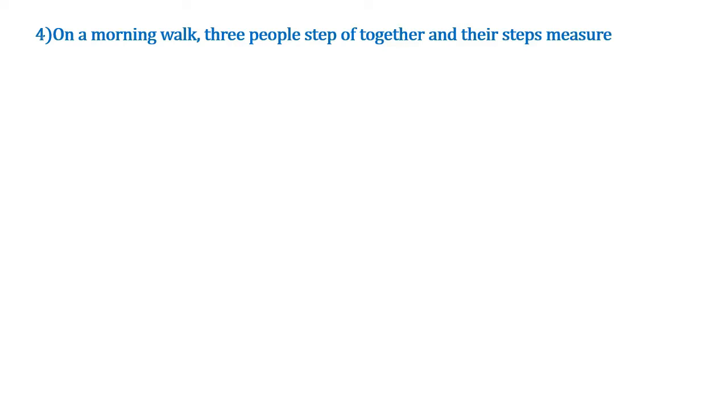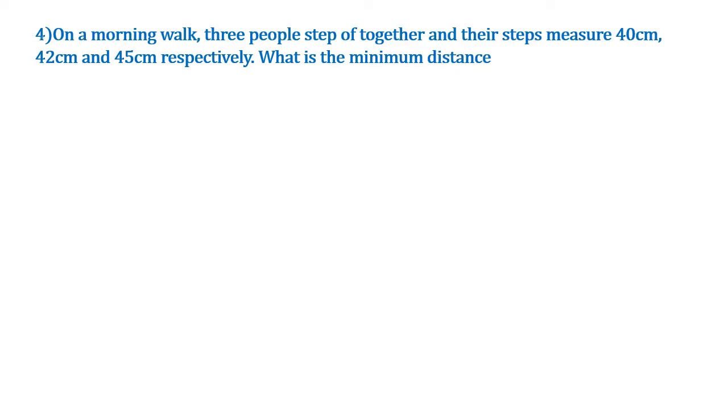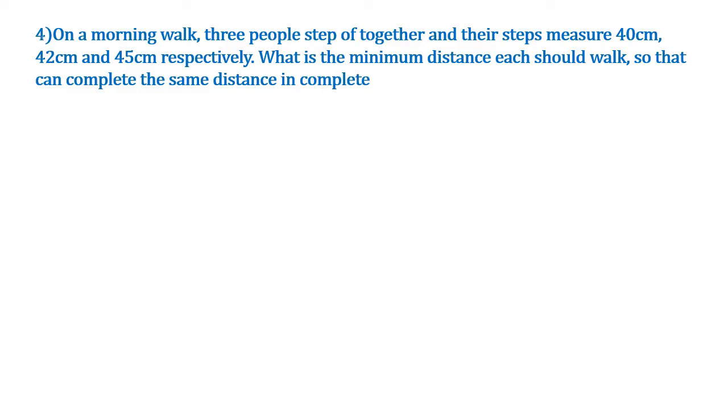Question number 4. On a morning walk, 3 people step together and their steps measure 40 cm, 42 cm and 45 cm respectively. What is the minimum distance each should walk so that they can complete the same distance in complete steps? Solution. Here we have to find LCM because we have to find the minimum distance each should walk.